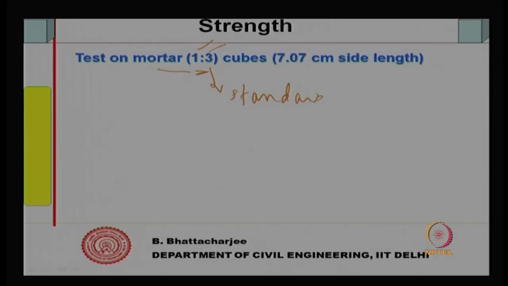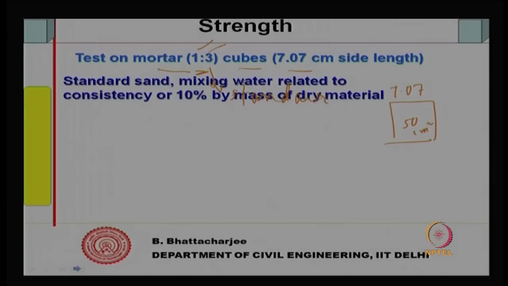So, that standard, and the cube size is 7.07 centimeter square side length. In other words, 7.07, this will be 50 centimeter square. So, you test 50 centimeter square cubes and cast them in standard manner.